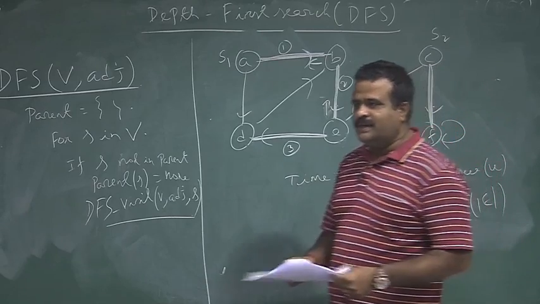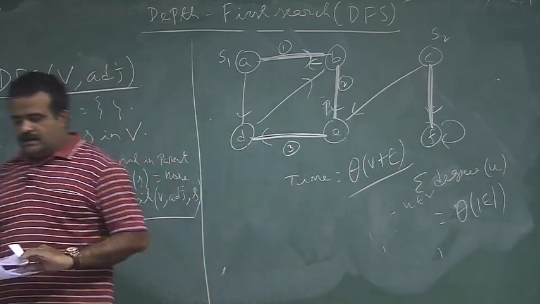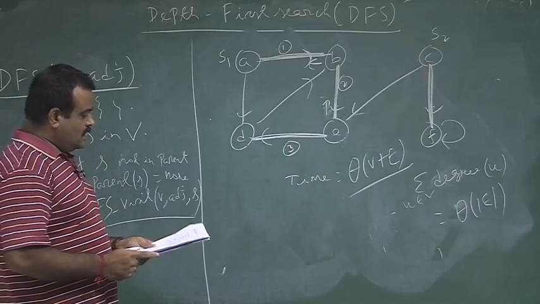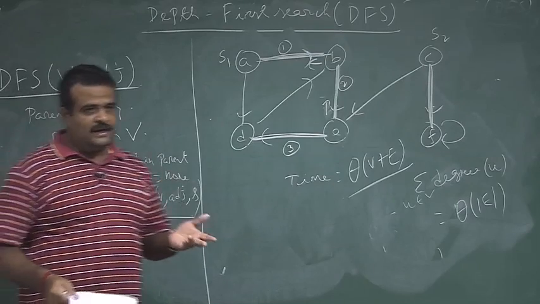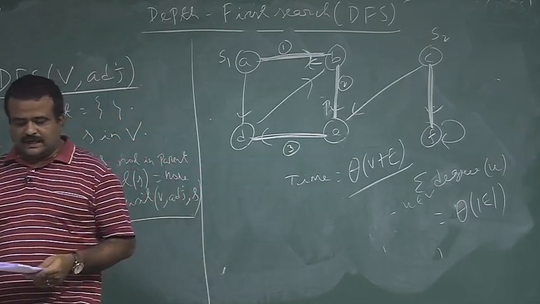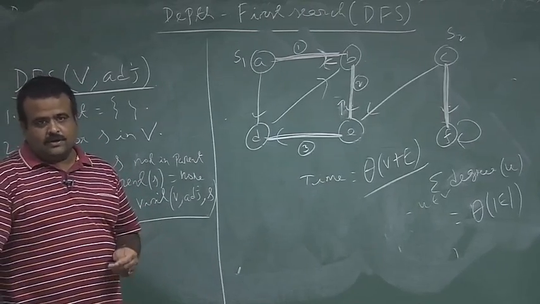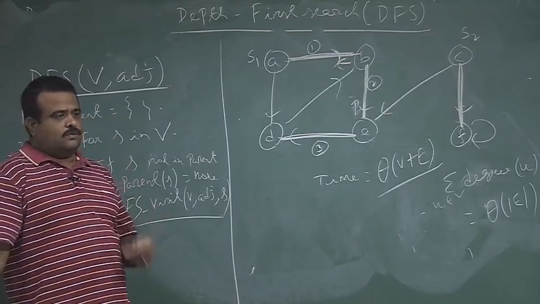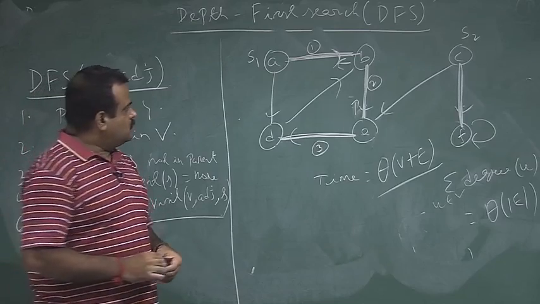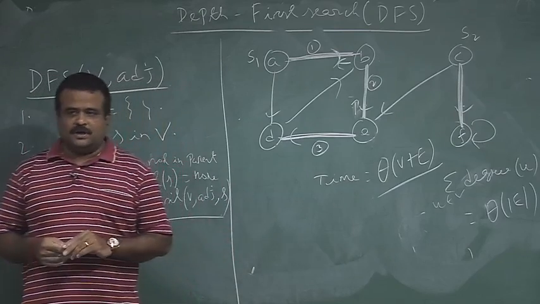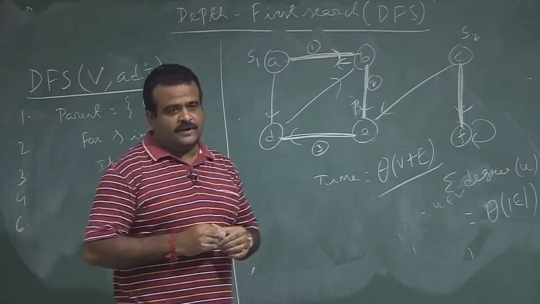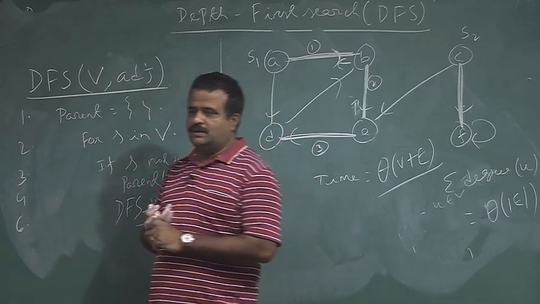Now this has many applications. We can classify the edges, and we can find cycles, that is, test whether there is any cycle in this graph. Or we can do the topological sort. So, there are basically two ways of graph exploring, one is BFS, another one is DFS.